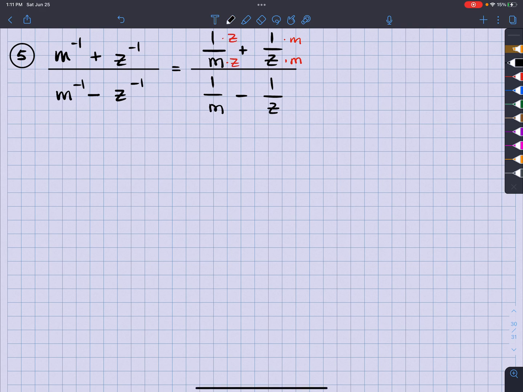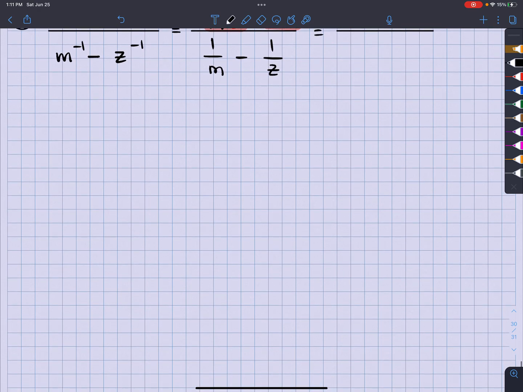So if I was to look at this, both of these bottoms are zm and zm. So the top is going to be z plus m all over zm. And there we go. All right, so let's now look at just the bottom, right?